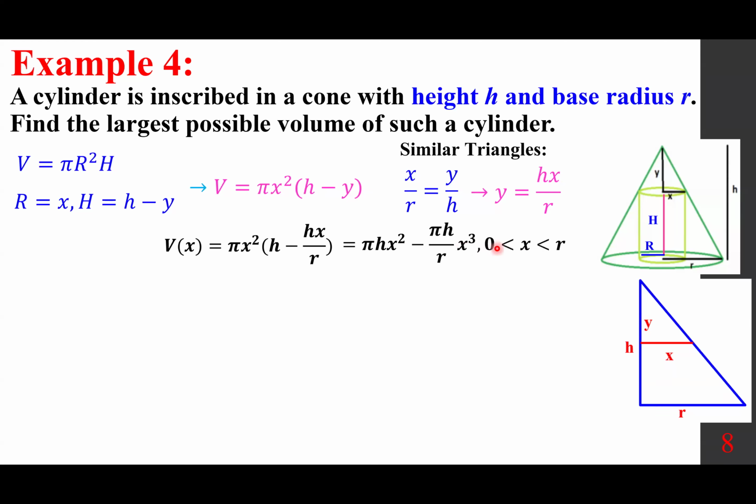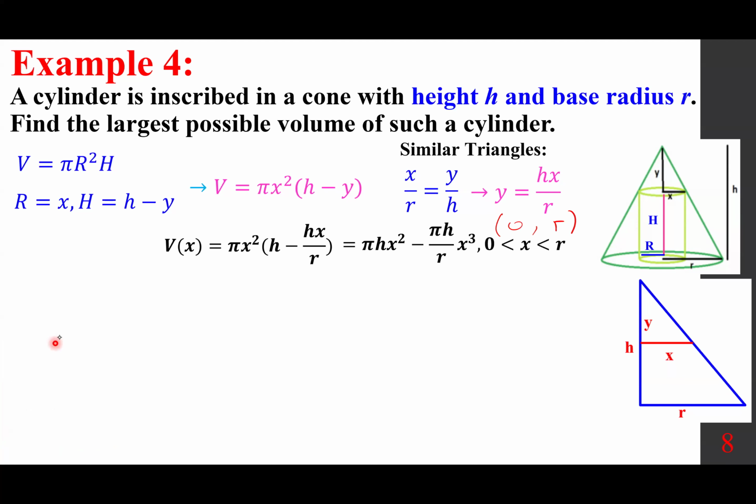Why is x between 0 and r? And I want everybody to pay attention to this, because if the cylindrical shape is inscribed inside the cone and the cone has a radius r, the radius for the cone, R, or X, remember X must be less than R because it's inscribed in the cone. So in essence, X is between 0 and R, or has some value.